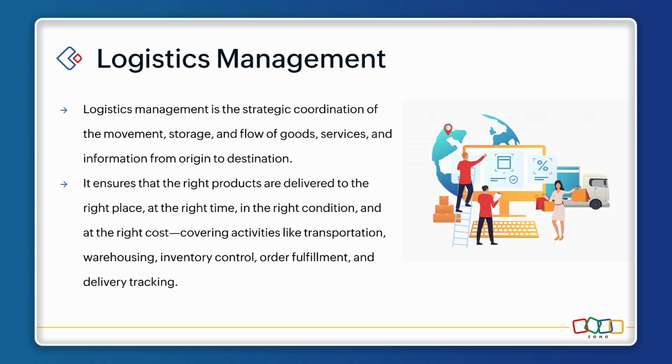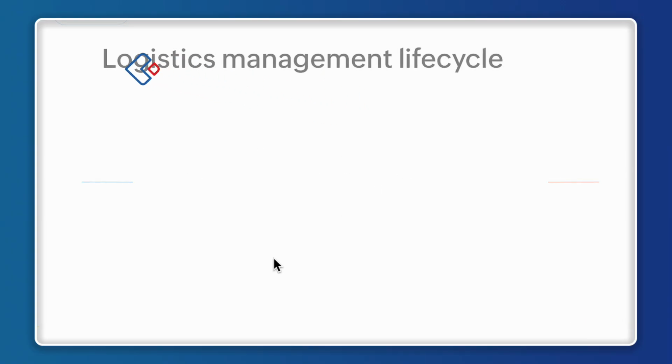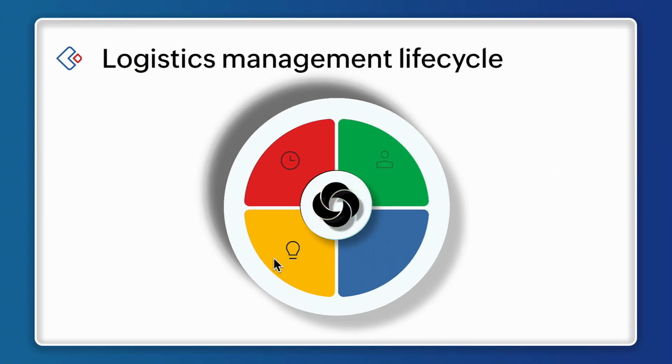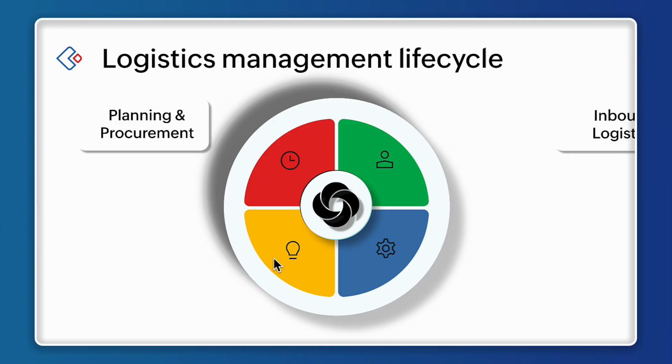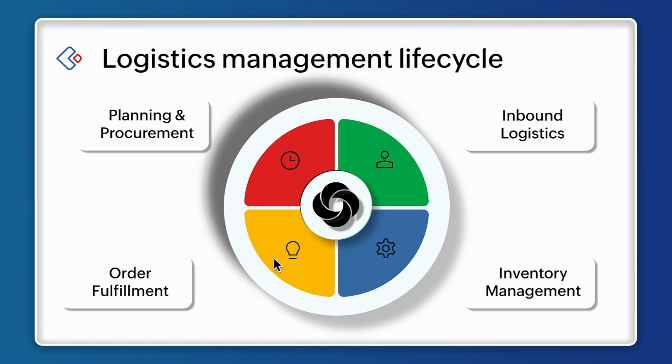Now let's move on to understanding the life cycle of logistic management. The first and foremost stage is planning and procurement, which acts as the foundational stage of logistic management. Then we have inbound logistics, inventory management, and finally order fulfillment. These are the different stages of the logistic management life cycle. Now let us understand all these stages in detail.